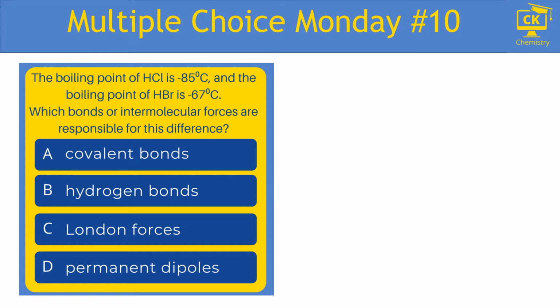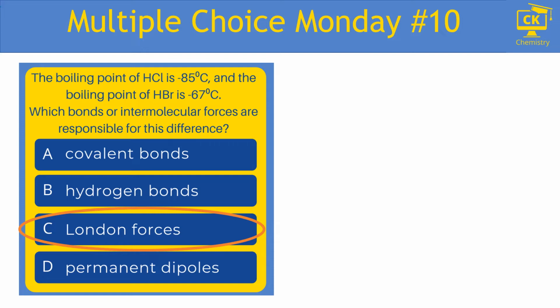So this question was comparing the boiling points of two compounds, HCl and HBr. And they told you that the boiling point of HCl was actually lower than that of HBr. Be careful that you don't get swayed by these negative numbers. And we're asked to decide which bonds or intermolecular forces are responsible. And the correct answer is London forces.